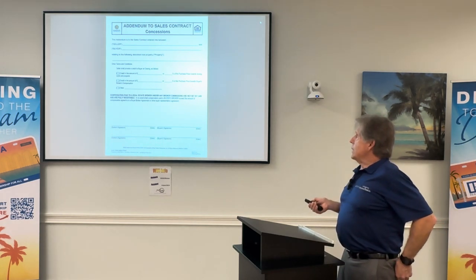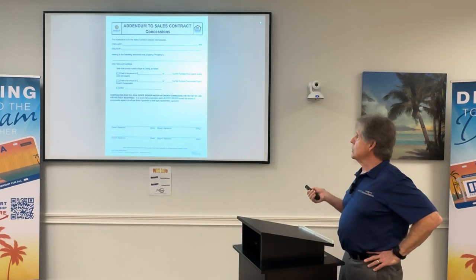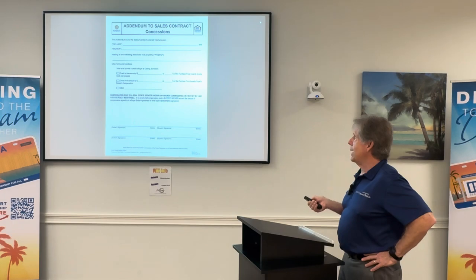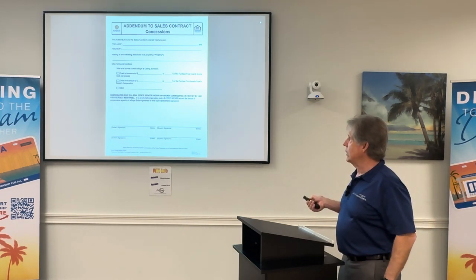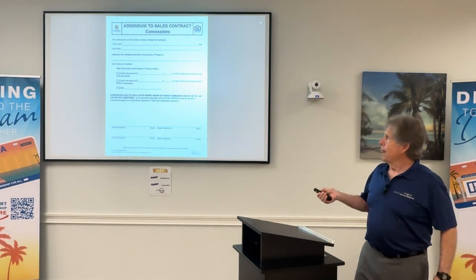Okay, addendum to sales contract, seller concessions. So here it is: credit amount of blank towards closing costs and prepaids, credit amount of either a flat fee or percentage toward buyer's broker's compensation, other compensation paid to a real estate broker, or any broker commission not set by law that's required by the settlement agreement, the NAR settlement agreement.